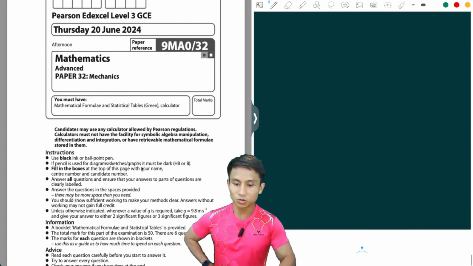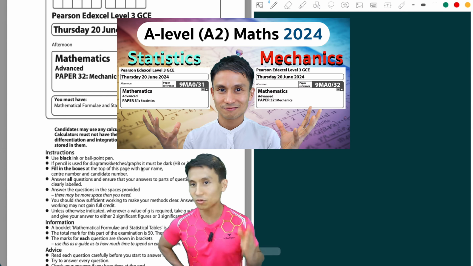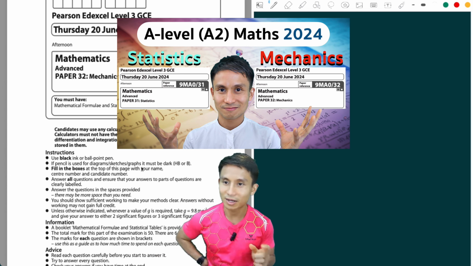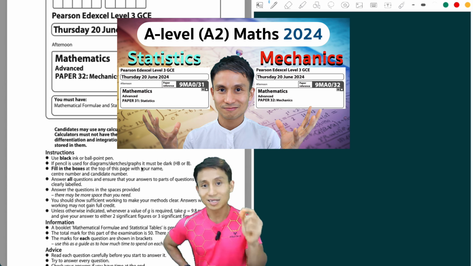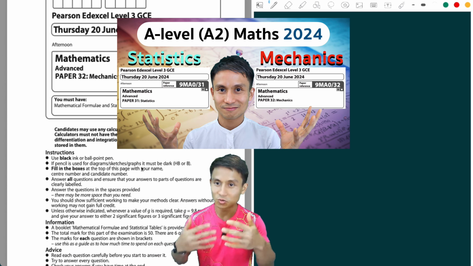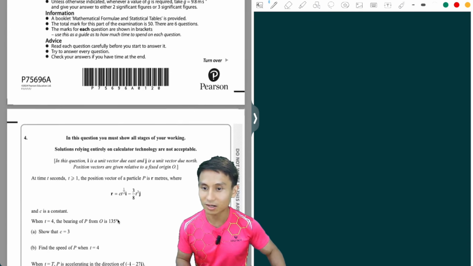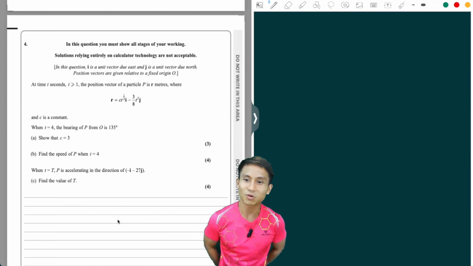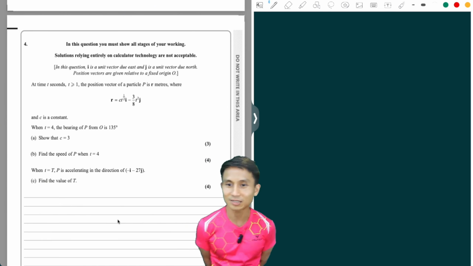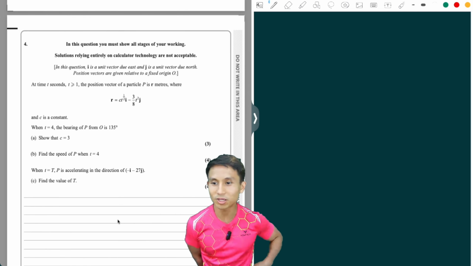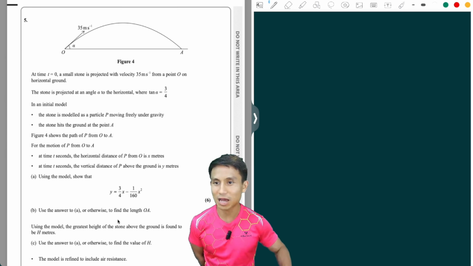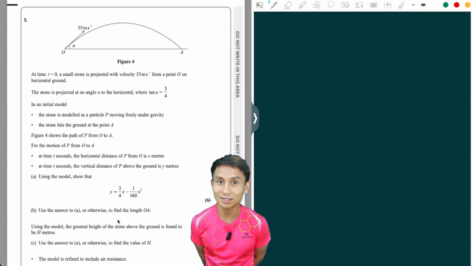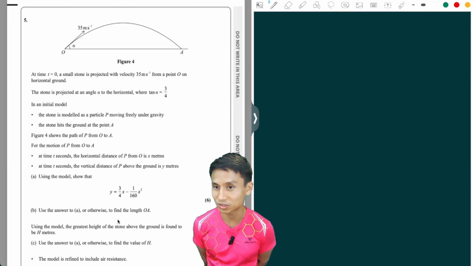Now, this year, June 2024, I have already walked through the entire mechanics and statistics paper. But I'm going to attach the link in the description to the particular questions here, there's only two questions that are interesting. Still the vector equation there, because you can't be too careless about vectors. Number 4 here, and also number 5 here. This is also very interesting actually. So you can check the links in the description to these 2 questions.